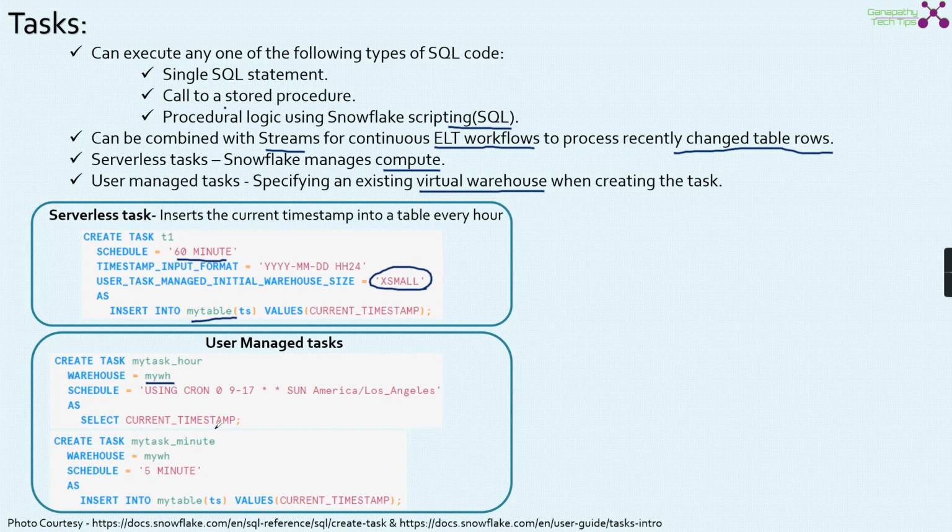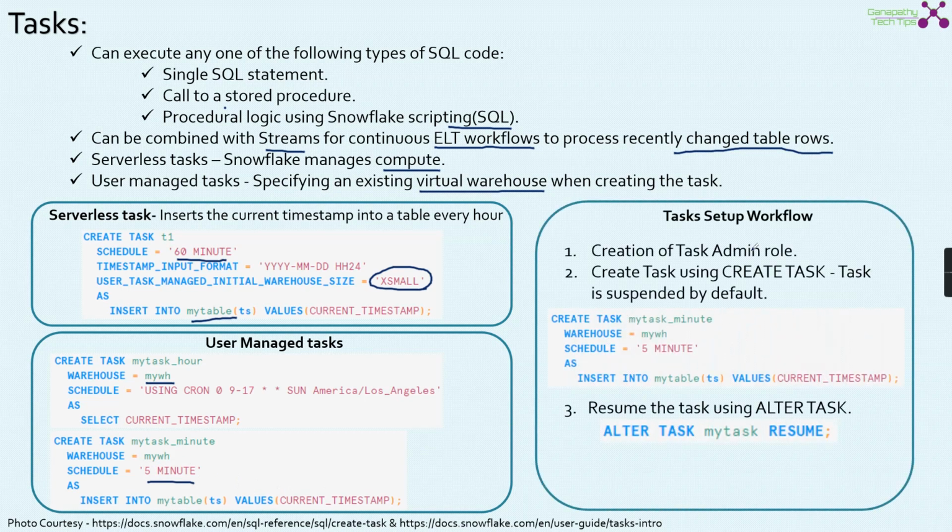Here it is just doing a select current timestamp. The bottom statement is more or less the same as the one which we did for the serverless task. It is going to run every 5 minutes using my warehouse, and it will take the current timestamp at that time and insert it into my_table. For the task, there is a set of workflow steps which we need to follow, meaning how we can create a task. For a task to be created, there are three steps which need to be followed. First is the creation of the task admin role, where we will be creating a task admin role which will grant the specific user or a specific role the ability to create a task.